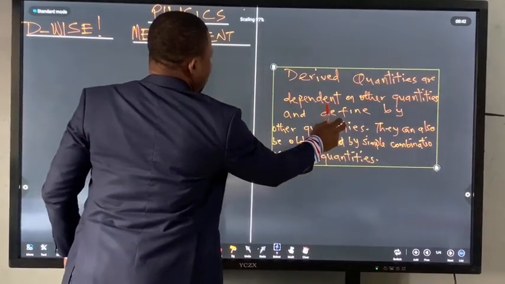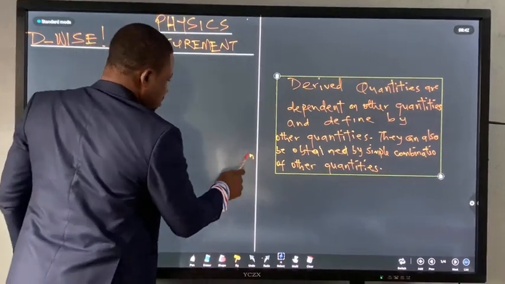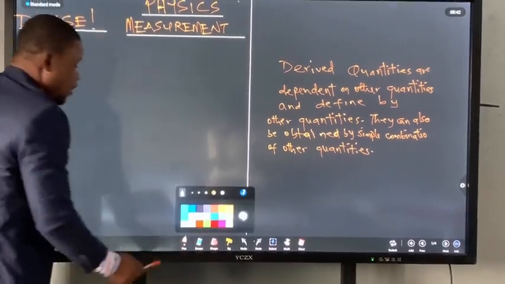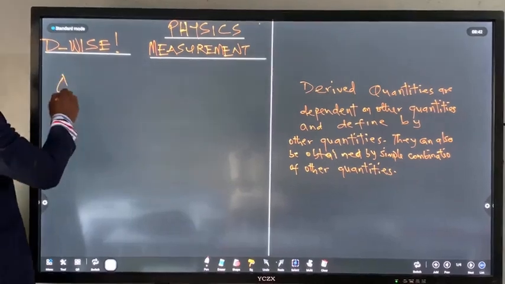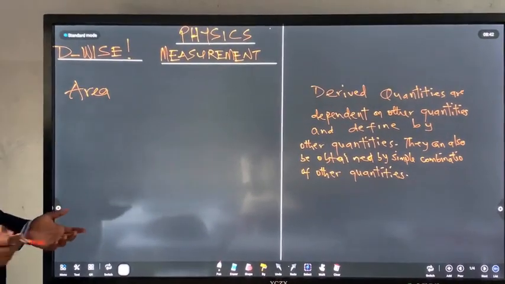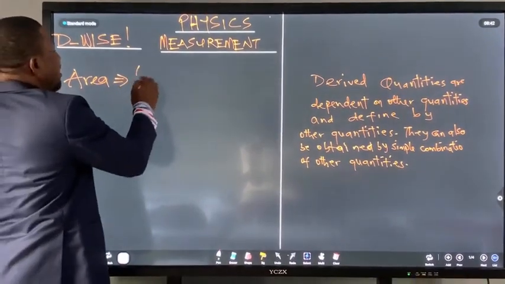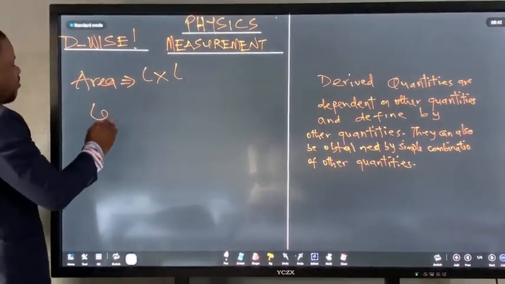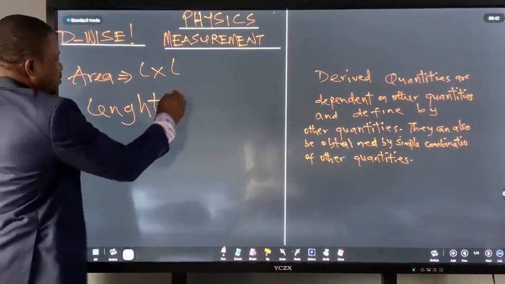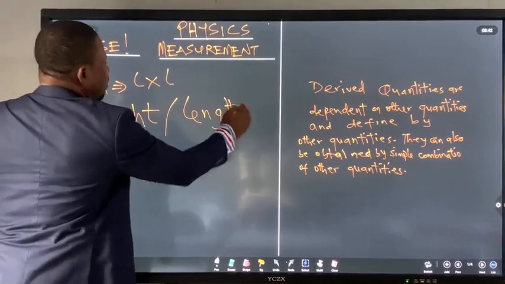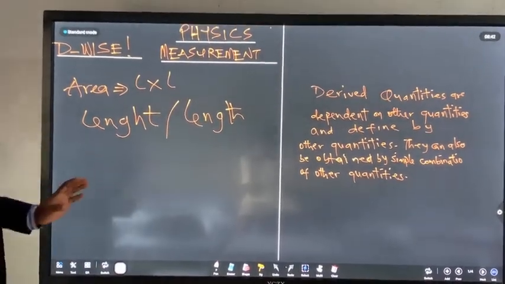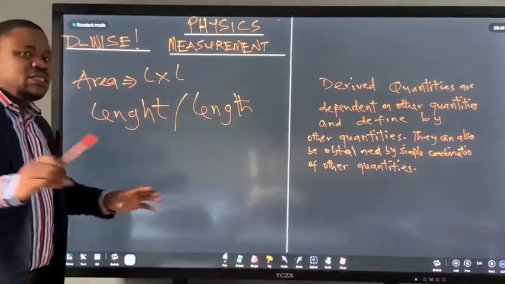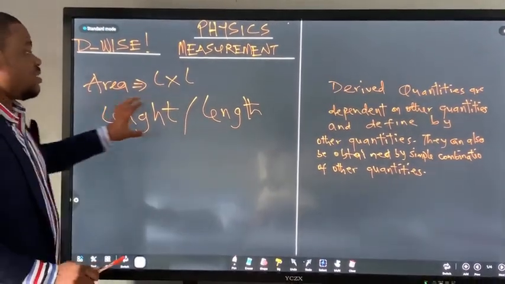Let's do this. Alright. So, for example, area is given as length times length. And please let me emphasize, in physics, when we're talking about length, length has to do with any space, line space between one point to another. So anything that you measure in that regard is termed as length under measurement.